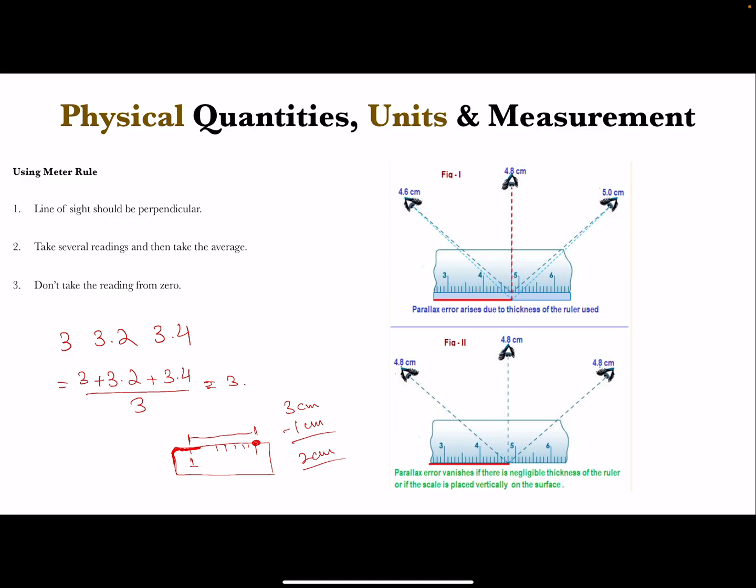All right, so parallax error is basically due to a thickness within the ruler. Due to this thickness, if there's a point here and your line of sight is here, when you look at the meter rule, your line of sight is going to give you a different value. It's going to give you 5 centimeters in this case. And if you look from the left, you're going to see 4.6. But if you look from the top, you're going to see the actual position. So, to avoid parallax error, we keep our line of sight perpendicular.